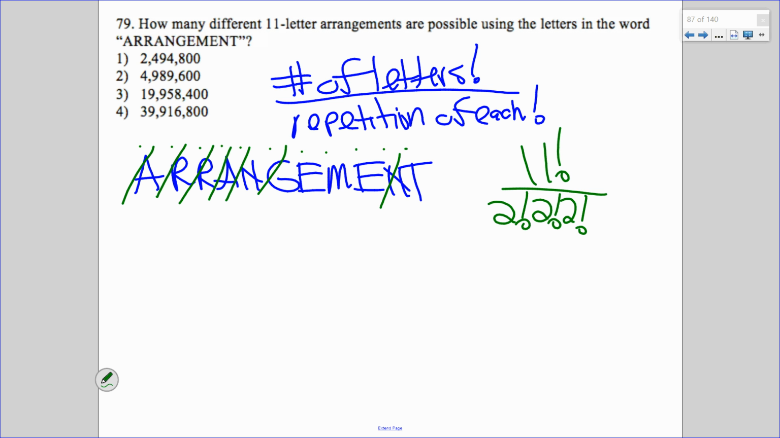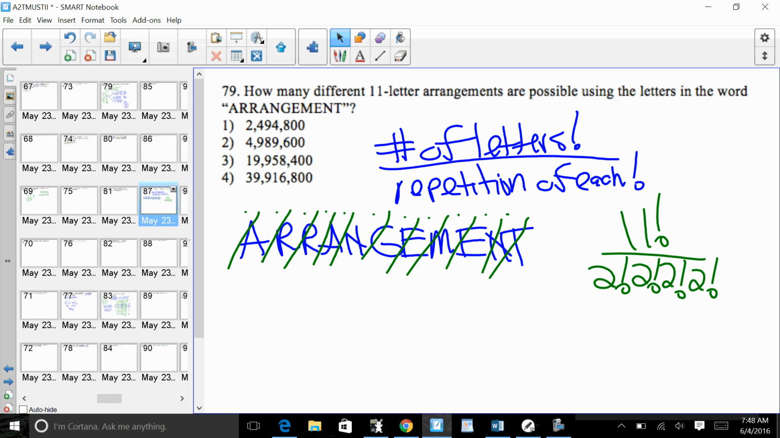G. Only 1 G, so that one's fine. E. 2 E's. So I write 2 factorial. M, there's only 1 M, so I can just cross it out. T, there's only 1 T, so I can just cross it out. I have my expression, 11 factorial over 2 factorial, 2 factorial, 2 factorial, 2 factorial.